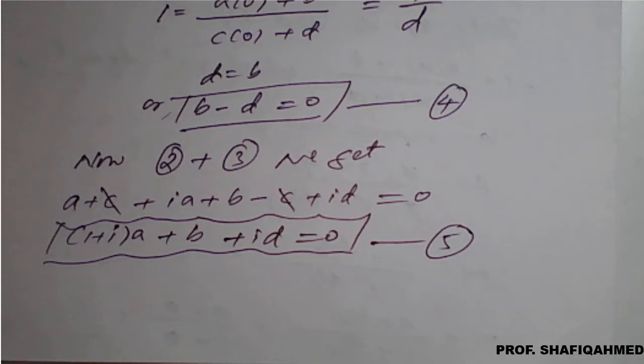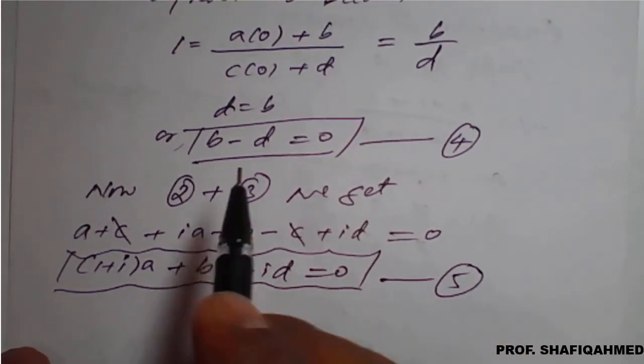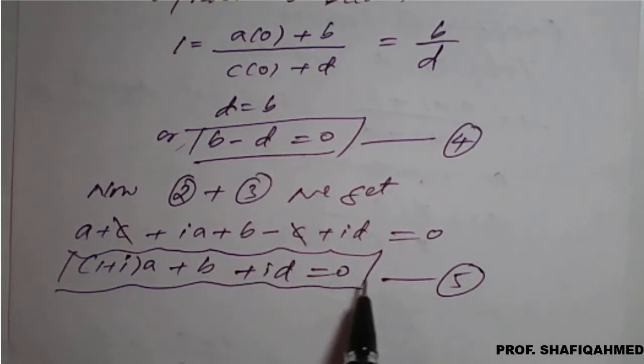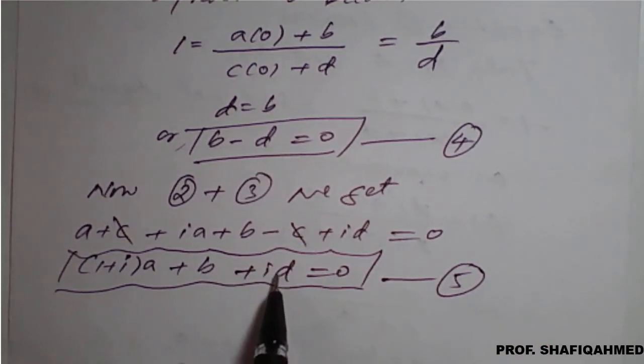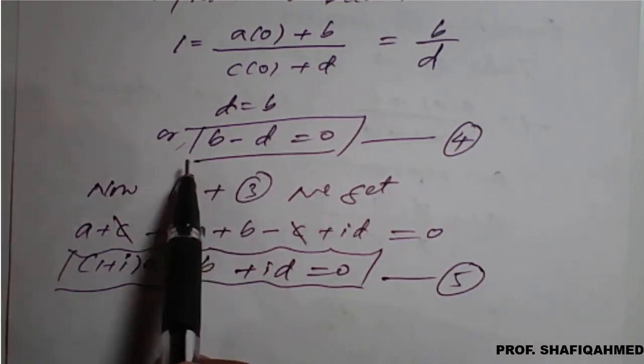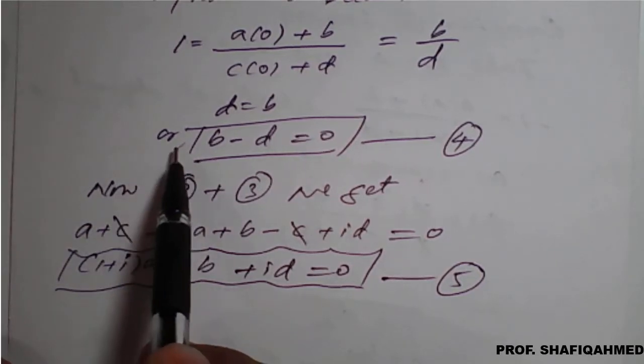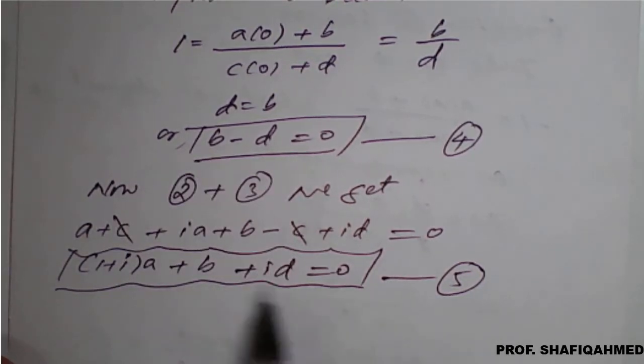Now you can see that equation 4, what we have, is B minus D. Equation 5 is also having B and D. In equation 4, A is missing, so we'll make equation 4 as 0 into A plus B minus D, and equation 5.